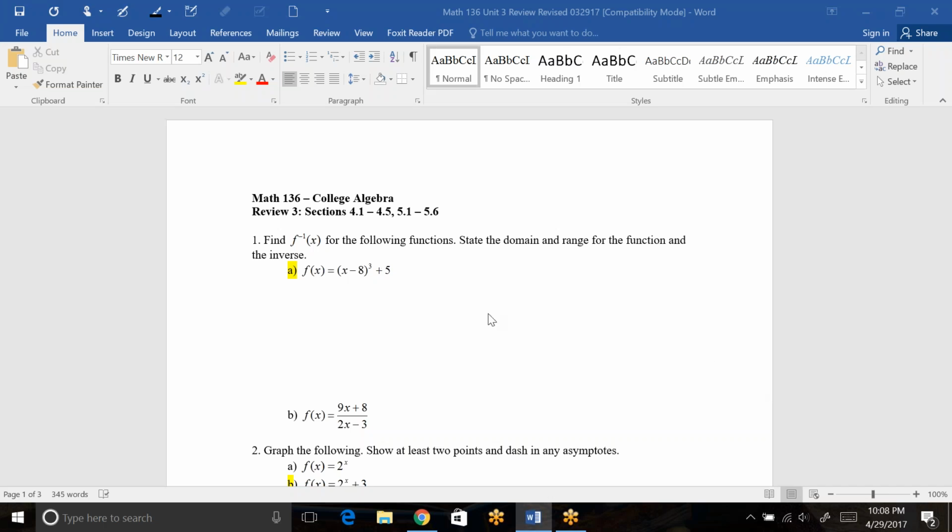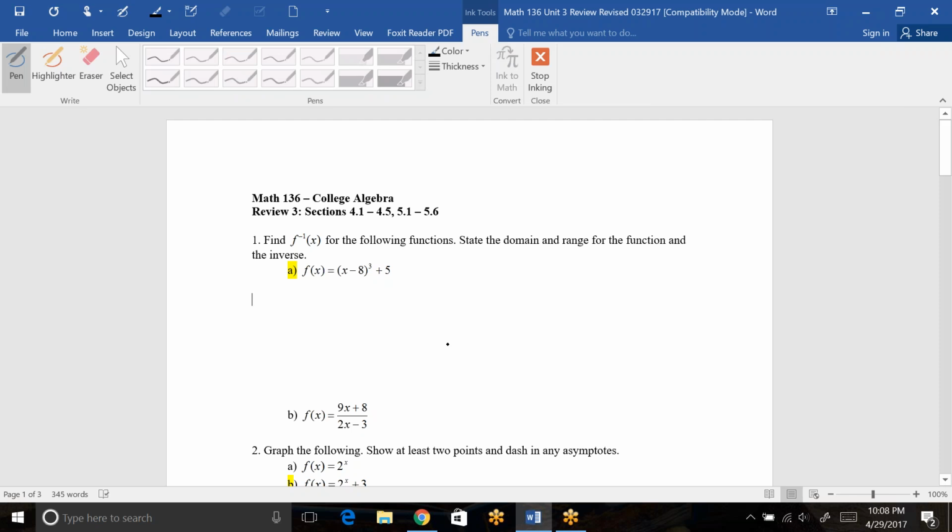So for number 1, part A, the directions say for this function right here, we need to find the inverse. We know that we're trying to find the inverse because of the -1 little thing on that F symbol. Then after we find it, we want to state the domain and range for the function and the inverse. Now, I didn't put charts for the domain and range on here because that would just take up a lot of room, but that's essentially what we're going to be filling out is the chart about the domain and range.